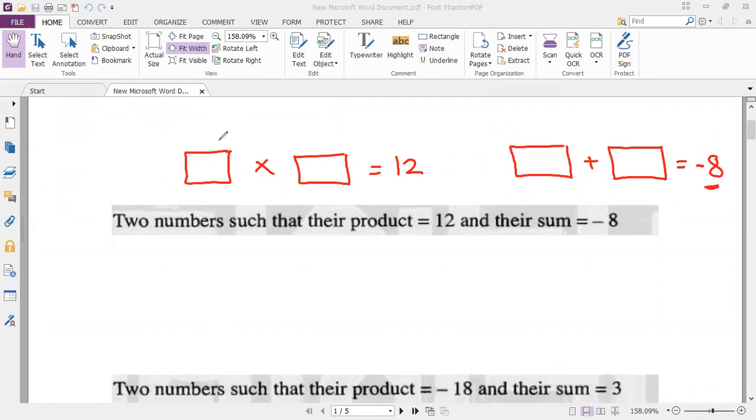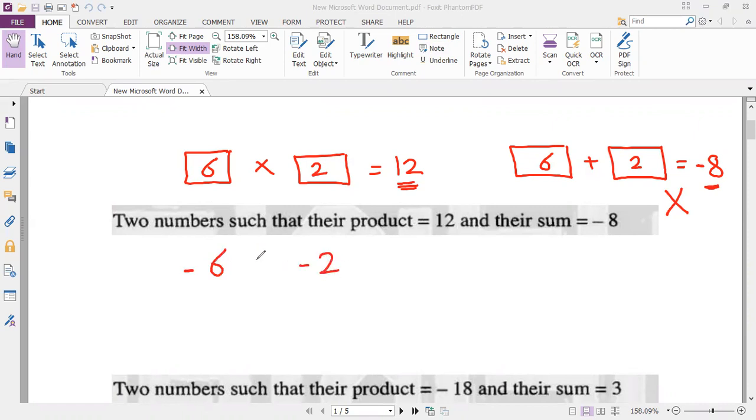So if you tried, for instance, 6 times 2, 6 times 2 is 12. That's right. But when adding, 6 plus 2 is not -8. So this trial is not right. Try another trial. So we can take -6 and -2.